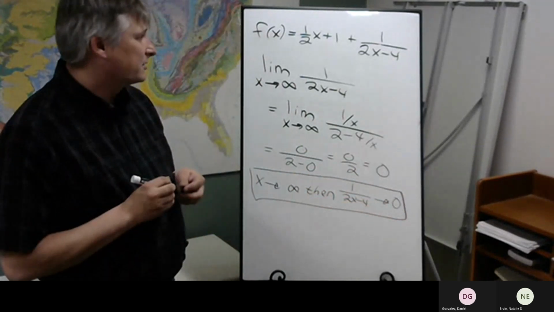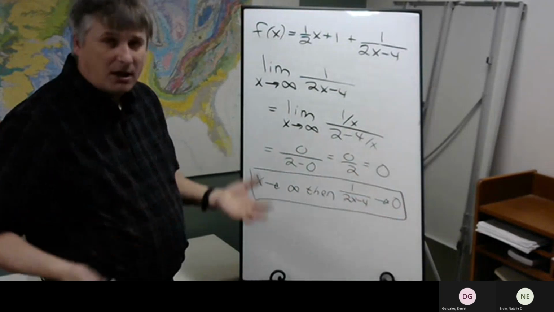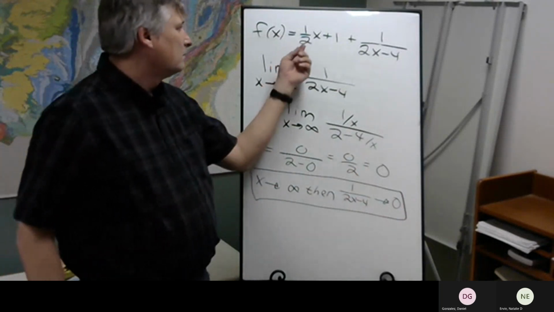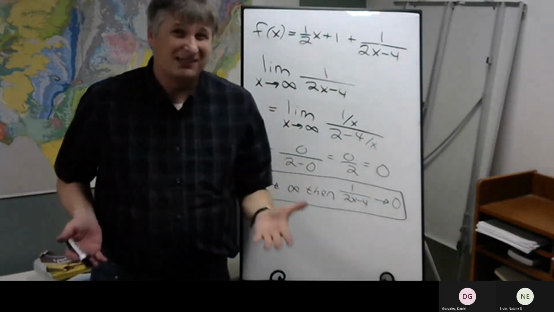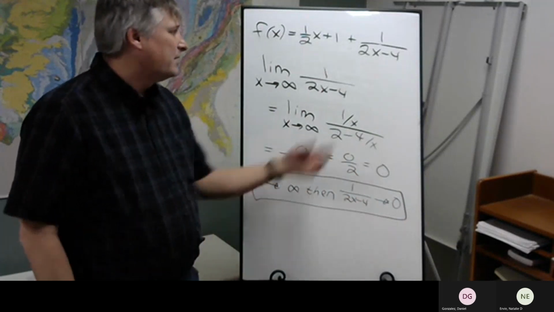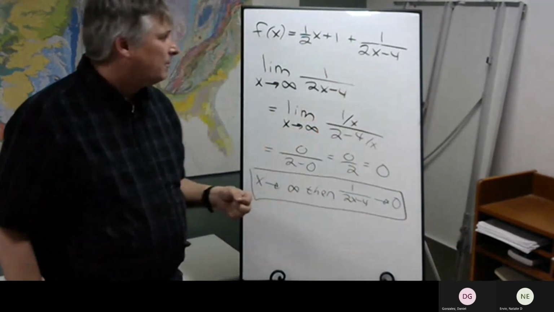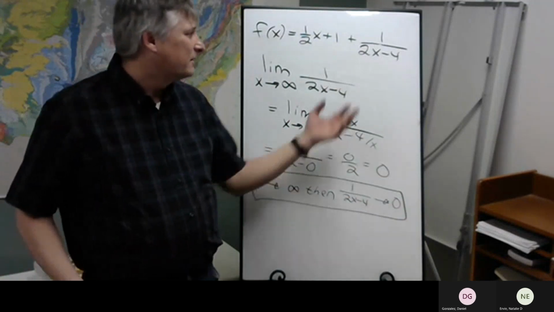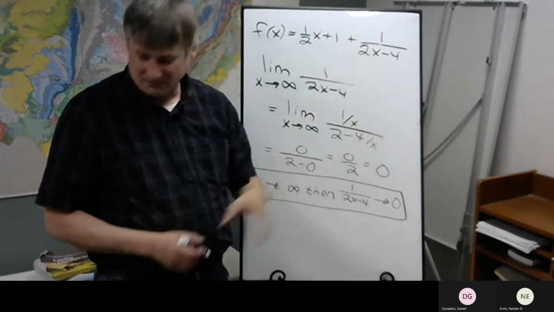So this remainder term, I mean, it's a complicated term. 1/2 x plus 1, that's just a line. That's not too bad. We can handle lines. But this can be a little tricky. But as x gets bigger and bigger, this thing's going to go away.